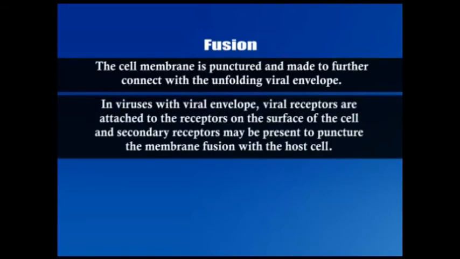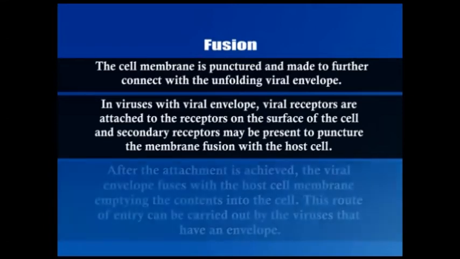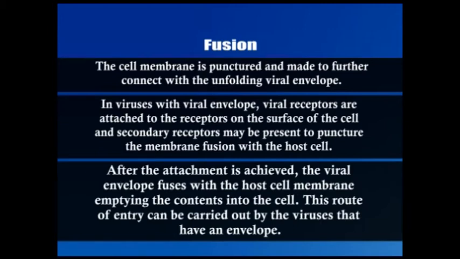In viruses with a viral envelope, viral receptors are attached to the receptors on the surface of the cell, and secondary receptors may be present to puncture the membrane for fusion with the host cell. After the attachment is achieved, the viral envelope fuses with the host cell membrane, emptying the contents into the cell. So this route of entry can be carried out by viruses that have an envelope.